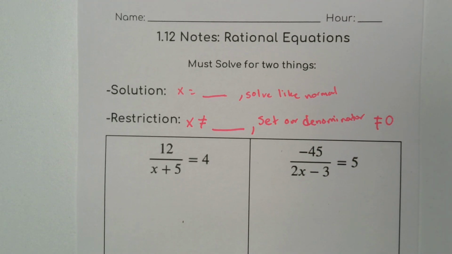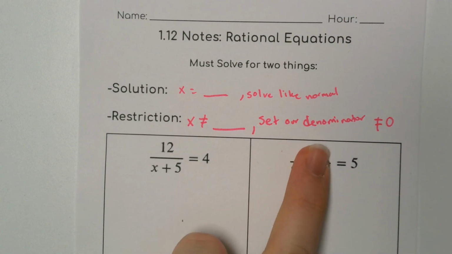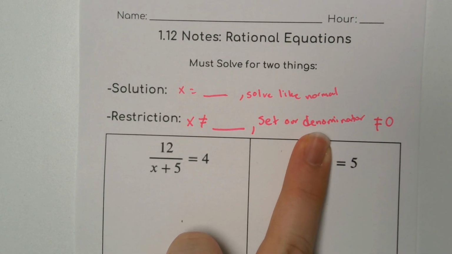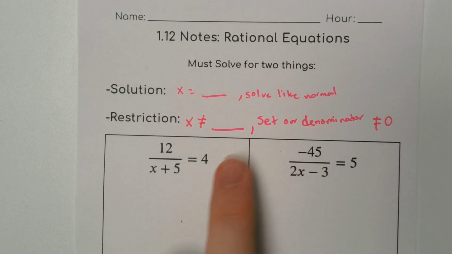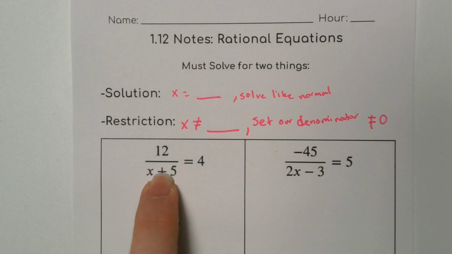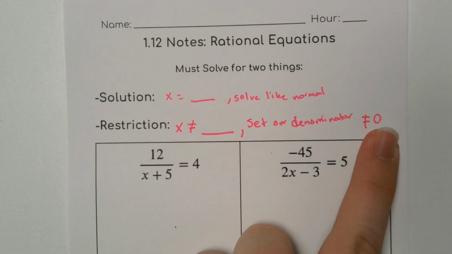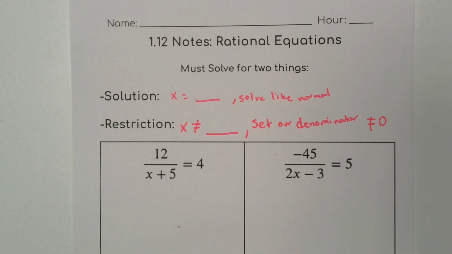Okay, so does anyone know what I mean by denominator? What's a denominator? The bottom. Yeah, the bottom of the fraction. So we're going to set that not equal to 0. Okay, why would we set that not equal to 0? What happens when we try to divide by 0?